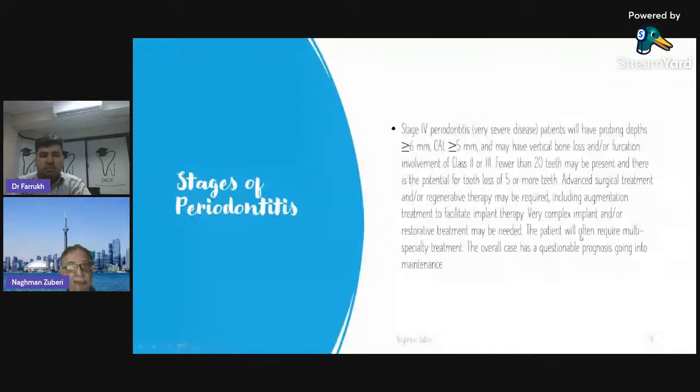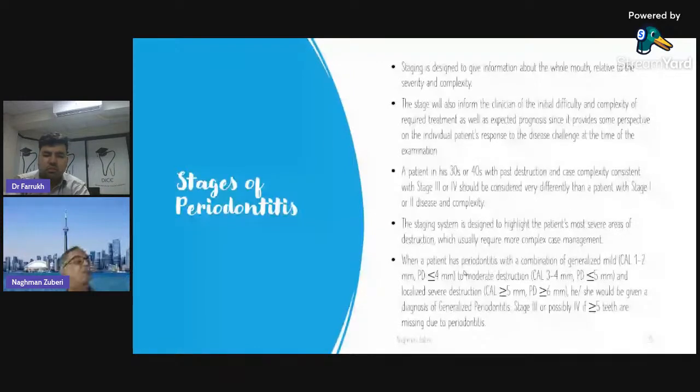Require multi-specialty treatment. The overall case has a questionable prognosis when they will be going into the maintenance phase. Stages of periodontitis. Staging is designed to give information about the whole mouth relative to the severity and the complexity of the disease. The stage indicates the difficulty and complexity of the required treatment as well as expected prognosis, since it provides some perspective on the individual patient's response to the disease challenge at the time of the examination.